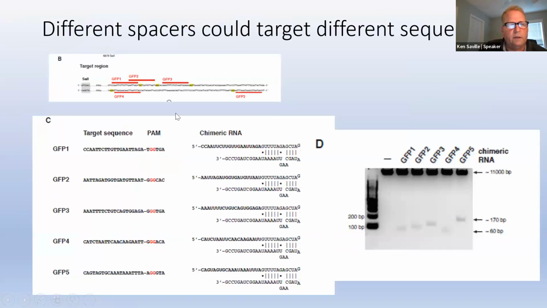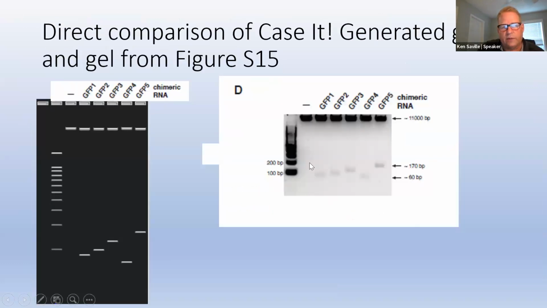And so this is just showing what those targets look like and what the RNAs and the CRISPR RNAs targeting them are. And then this is the figure that was in the paper that showed that these different targets got cut and gave different sizes. And so they then had to replicate that, just redoing the experiment using the CASEIT software and coming up with a gel.